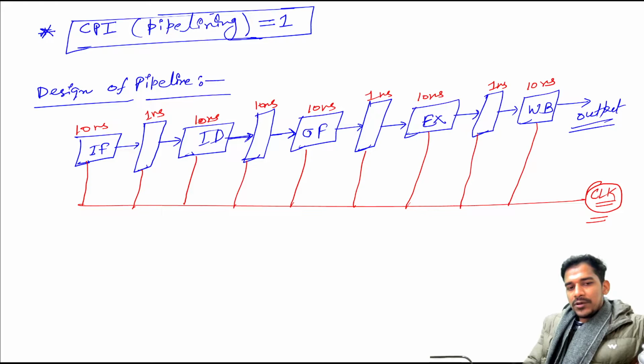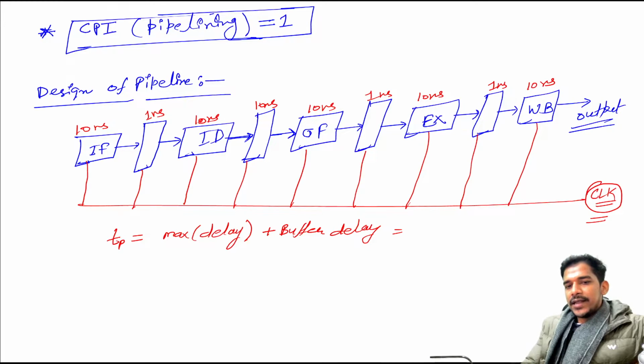That means if we talk about the cycle time of the pipeline, the cycle time of the pipeline will be the maximum of all the delays in case of a non-uniform pipeline. We will talk about what a non-uniform pipeline is, but this is called a uniform delay pipeline. Uniform delay pipeline means that every stage has the same delay, that is 10 nanoseconds. So maximum of all the delays plus the buffer delay. For example, in this case, the maximum of all these will be 10 nanoseconds plus buffer delay of 1 nanosecond. That means the cycle time of the pipelining processor will be 11 nanoseconds. So the frequency of this clock will become 1 upon 11 nanoseconds.